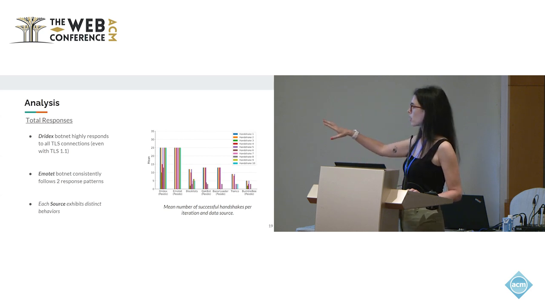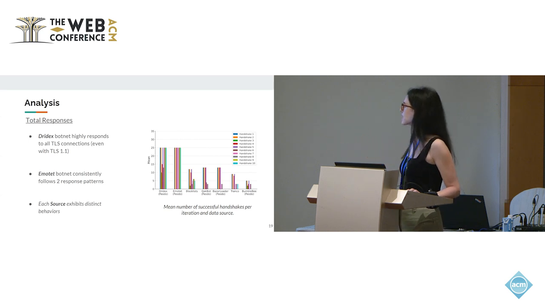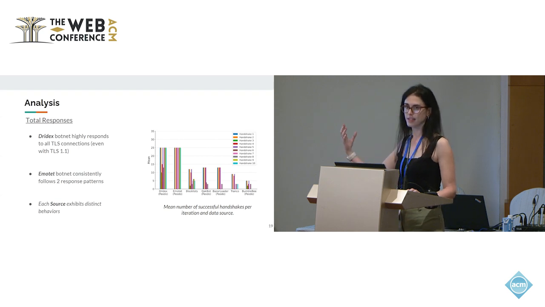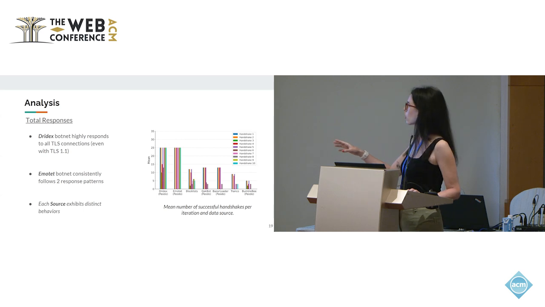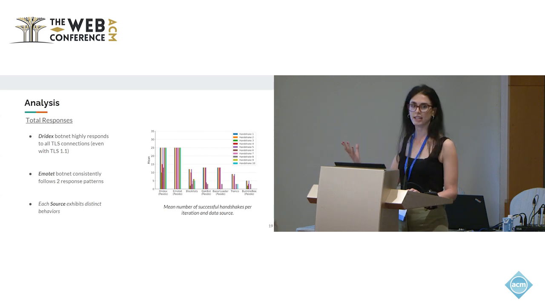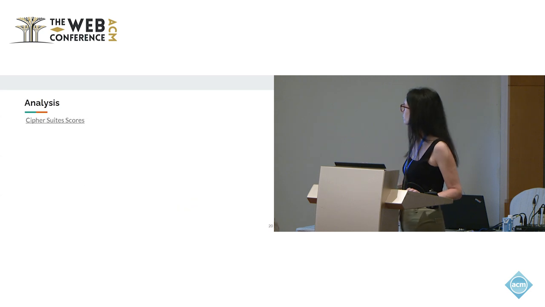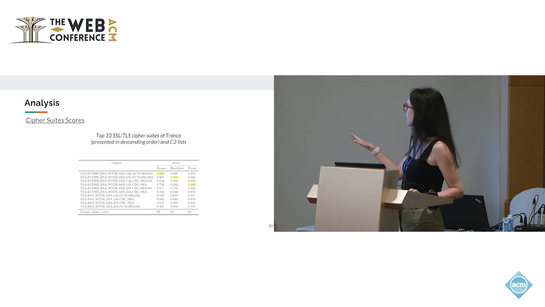So what I want you to understand from this figure and to keep is that there is a pattern in the responses of the different data sources. So this shows the potential in fingerprintability. And with this table, we present the top cipher suites as preferred by the different data sources.